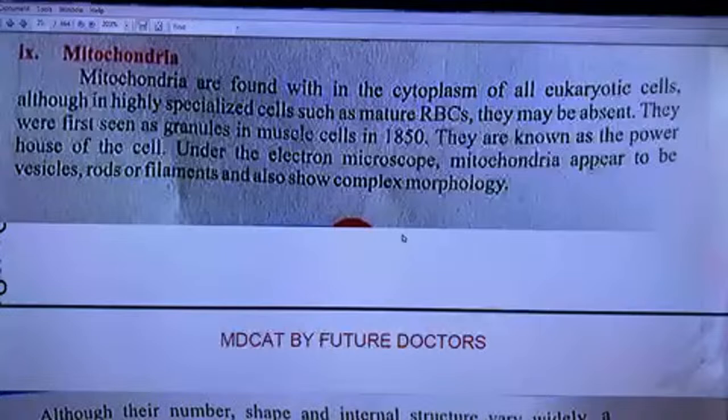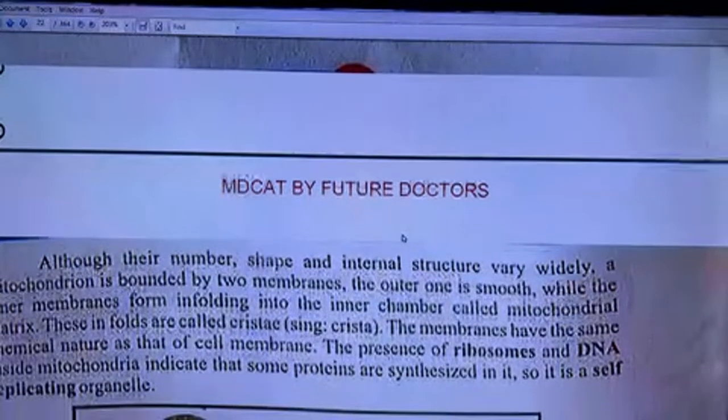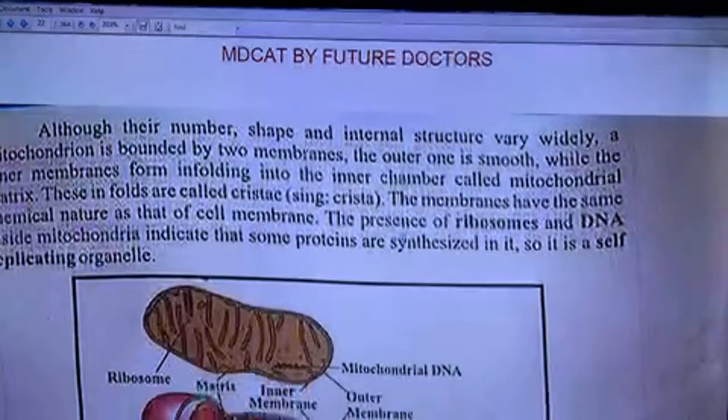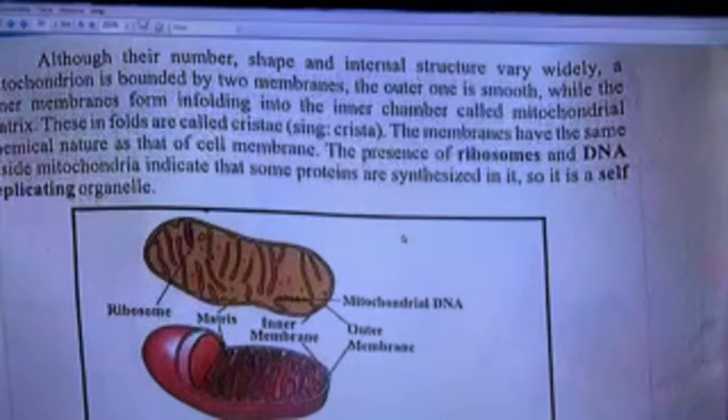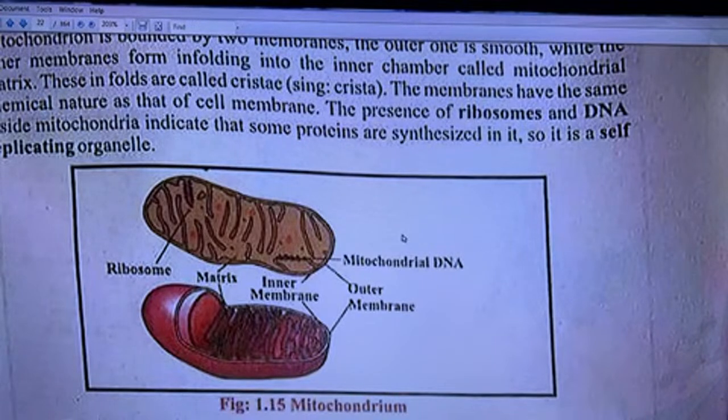Under the electron microscope, mitochondria appear to be vesicles, rods or filaments, and also show complex morphology. Although their number, shape, and internal structure vary widely, a mitochondrion is bounded by two membranes. The outer one is smooth, while the inner membrane forms enfoldings into the inner chamber called the mitochondrial matrix. These enfoldings are called cristae. The membranes have the same chemical nature as that of the cell membrane.